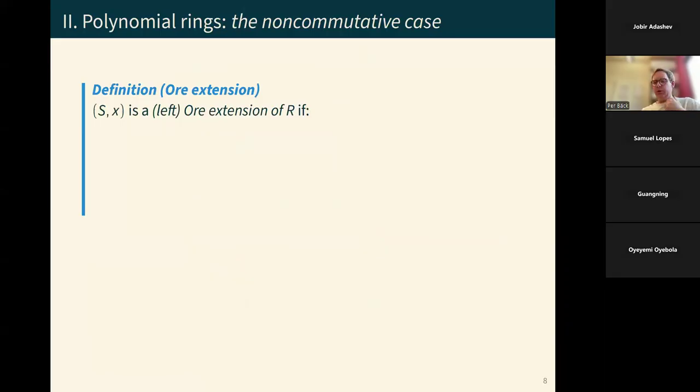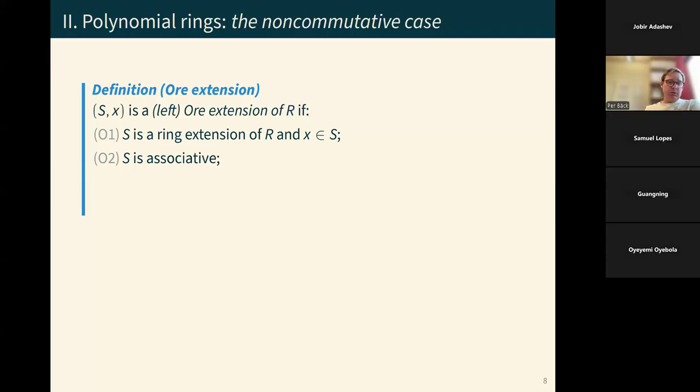There is a more abstract definition of an Ore extension, which captures the ideas that we started with here. This is now called a left Ore extension, because I write the coefficients on the left. So an Ore extension satisfies these axioms. It should be a ring extension of my base ring, and there should be some element x in this larger ring, which defines my new ring.